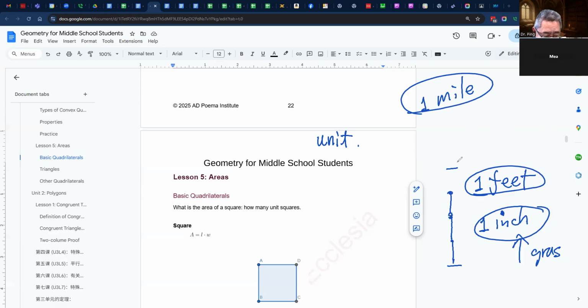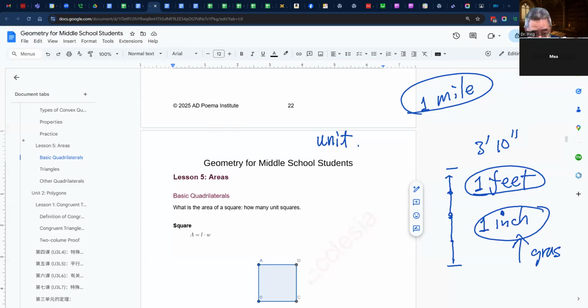And maybe this is shorter than 1 foot. Maybe this is just 10 inches. So we got 3 feet and 10 inches. So that's basically how we measure something in terms of how long or how tall. We call that one dimensional. So that's how we do it. But when we're doing area, we're actually talking about two dimensions.